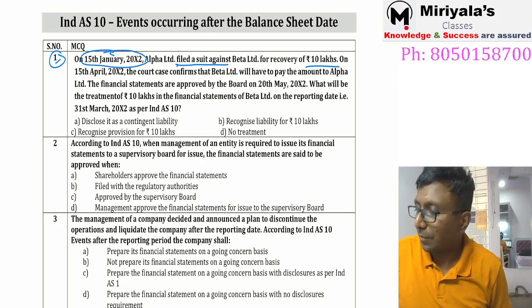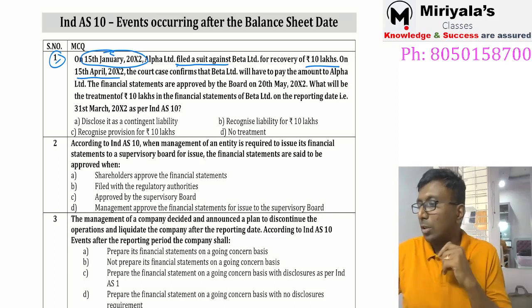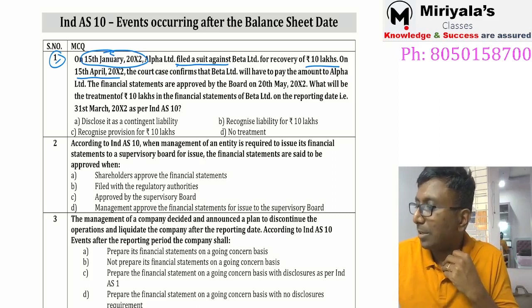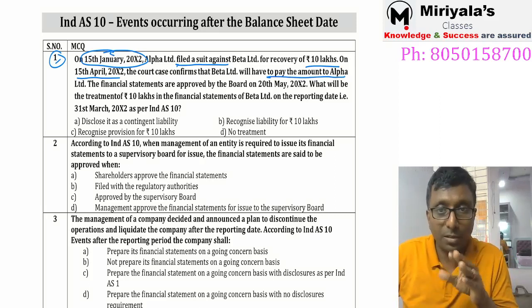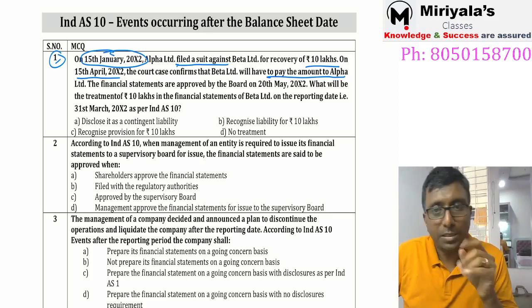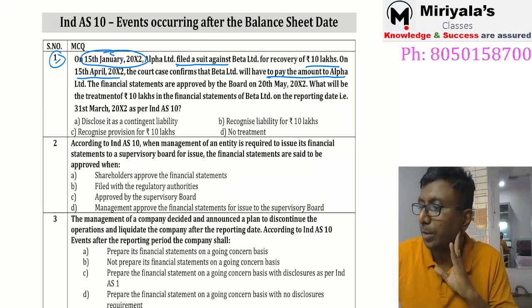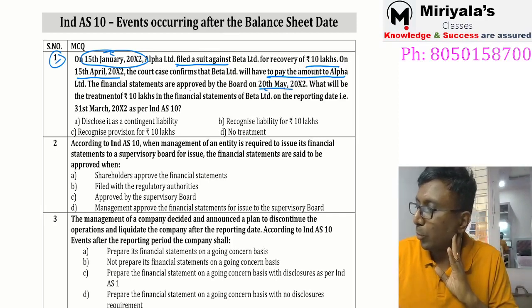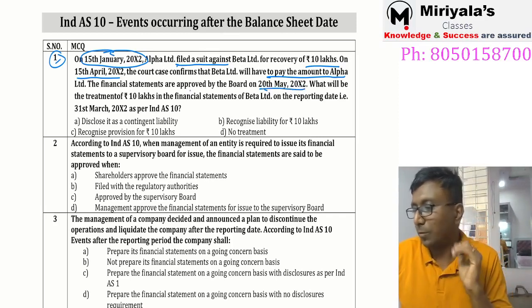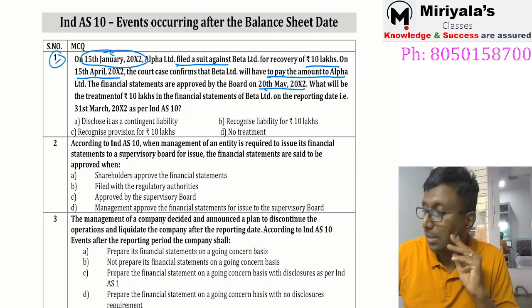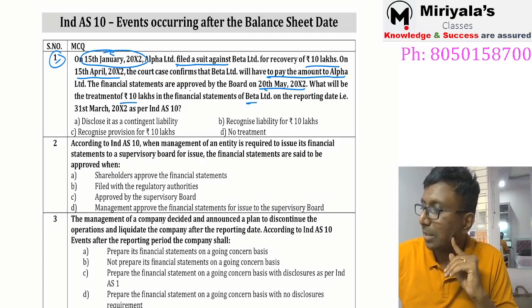On 15th April 2002, the court confirms that Beta Limited will have to pay the amount to Alpha Limited. Subsequently, the court's judgment is over, and it says that we are supposed to pay. The financial statements are approved by the board on 20th May, so before 20th May this information has come. What will be the treatment of 10 lakh rupees in the financial statements of Beta on the reporting date, that is 31st March 2002, as per Ind AS 10?